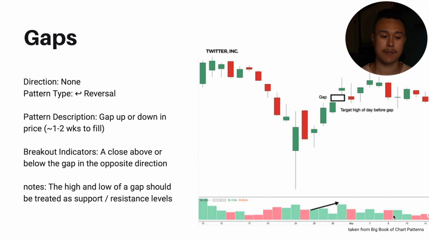So next we have gaps, and this is non-directional. It can be a reversal kind of pattern. So pretty much what it is a gap up or down in price. Price action usually takes 1 to 2 weeks to fill these gaps that are created.